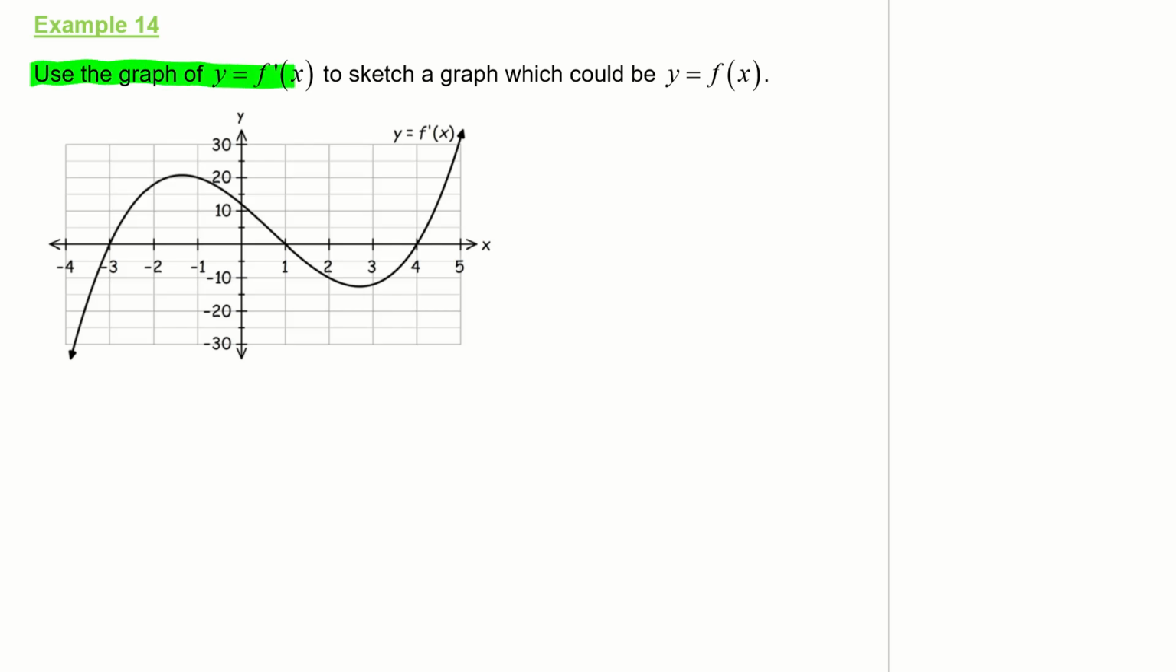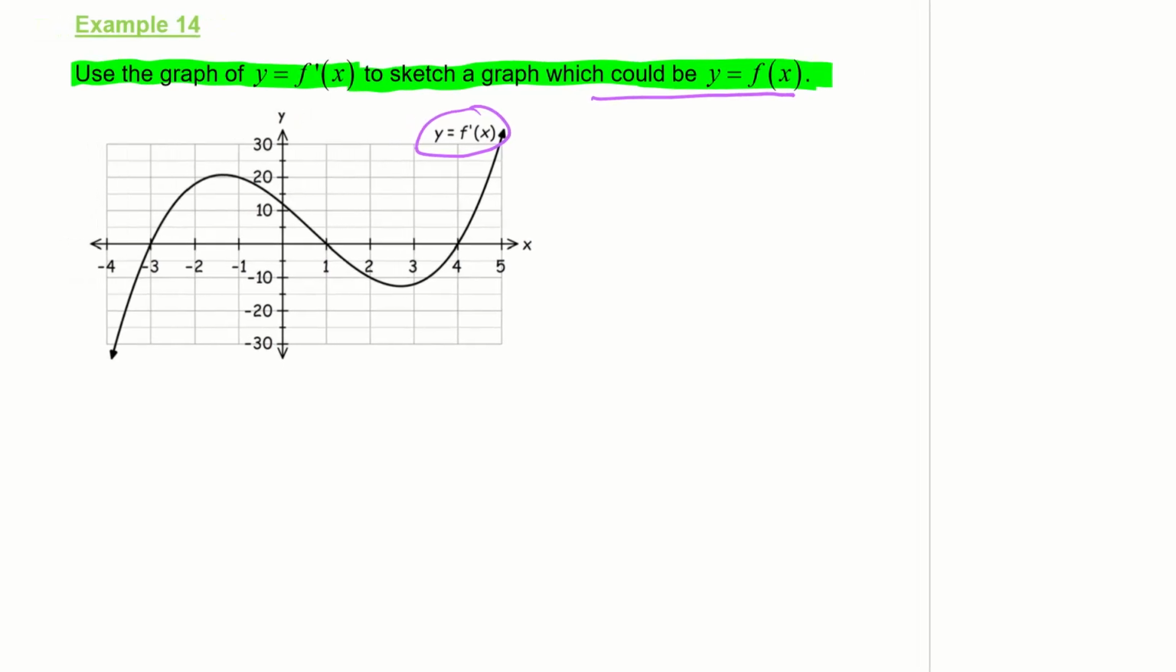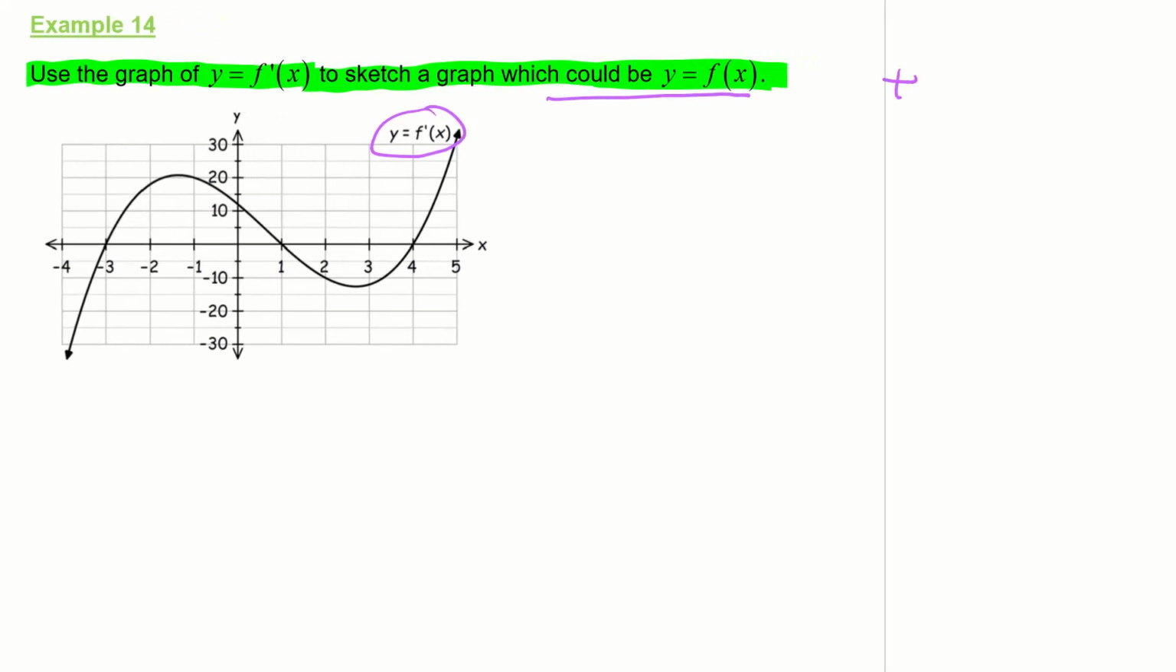Use the graph of y equals f dash x, the gradient function, to sketch a graph which could be y equals f of x. So we're going the opposite way to the previous example, where this is f dash x, and we want to draw the original function. It only says could be because remember when you integrate, you get a plus c. So where the graph fits vertically could differ.